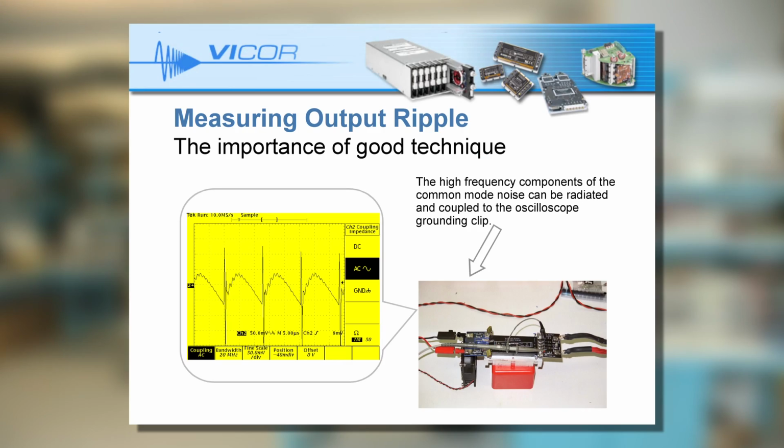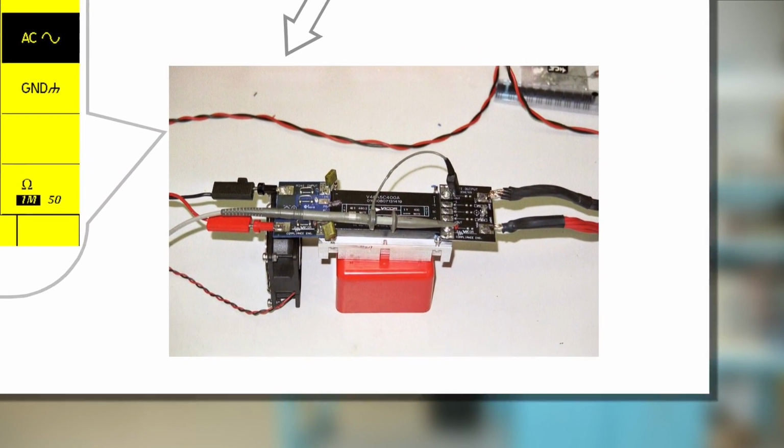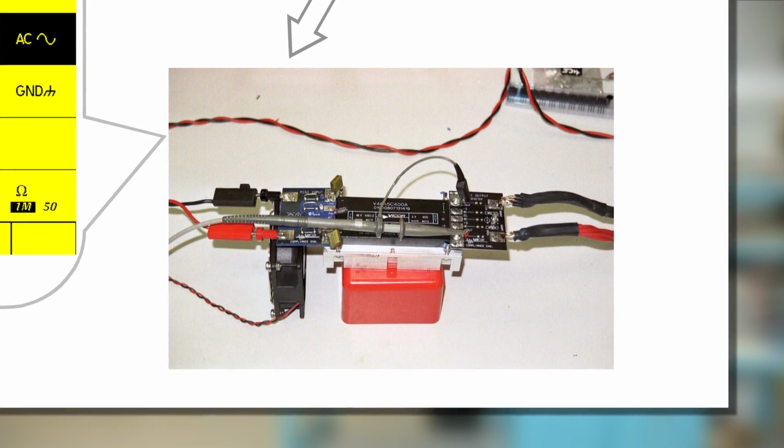In the following slides, I will show how to measure the output ripple as well as filter methods for the output side of a DC to DC converter. We see the oscilloscope probe with a long grounding lead. The high-frequency components of the common mode noise can be radiated and coupled to the oscilloscope ground clip.